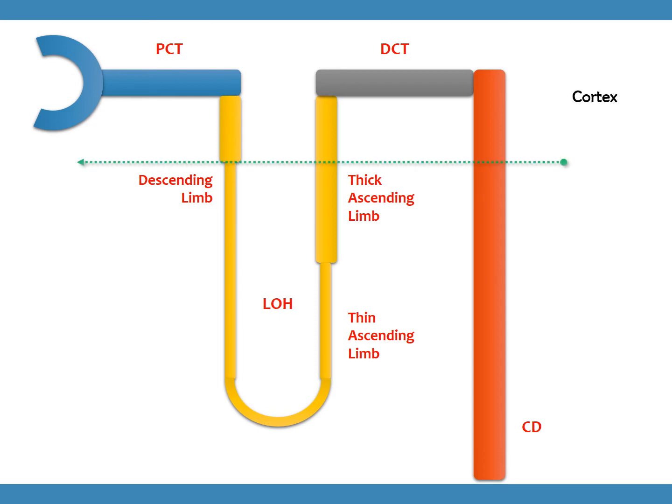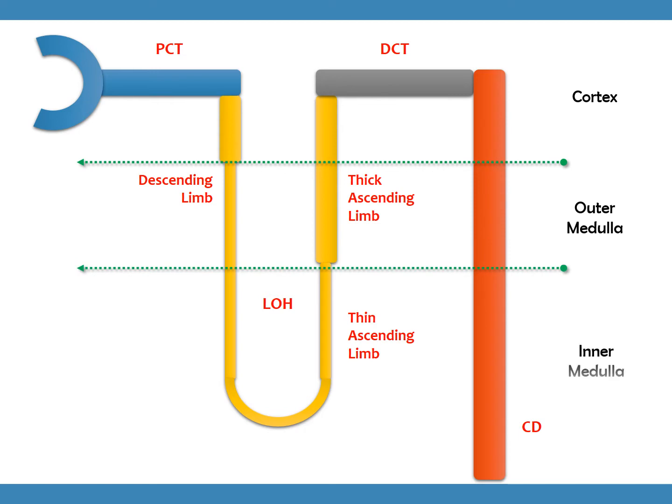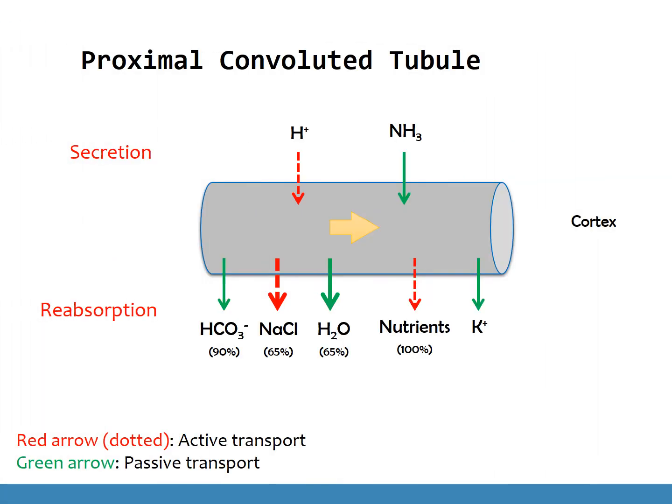Now, putting this into the structure of the kidney, the proximal tubule and distal tubule are present in the cortical region of the kidney, while the loop of Henle goes down into the renal medulla and then loops back. The collecting duct is also present. It starts in the cortex, goes to the outer medulla, all the way into the inner medulla, and then joins together to form the renal pelvis. We will now zoom in on different parts of the tubule and look at the processes which are occurring there.